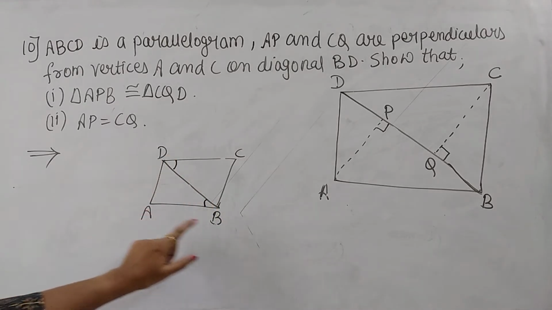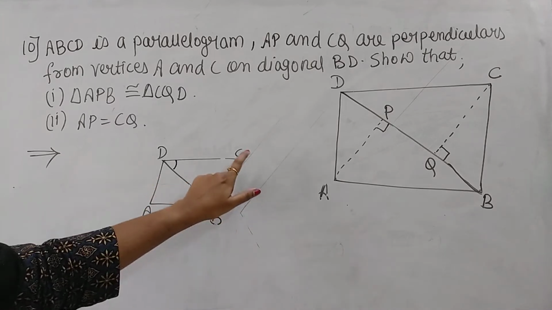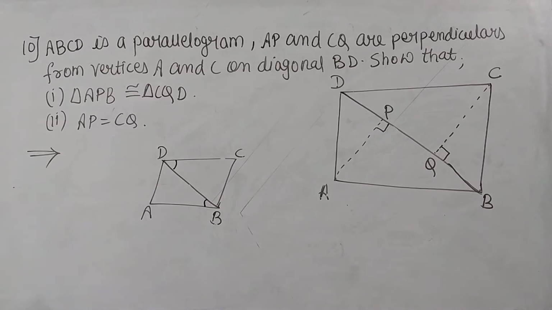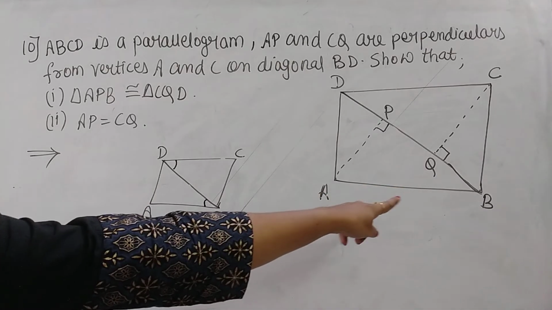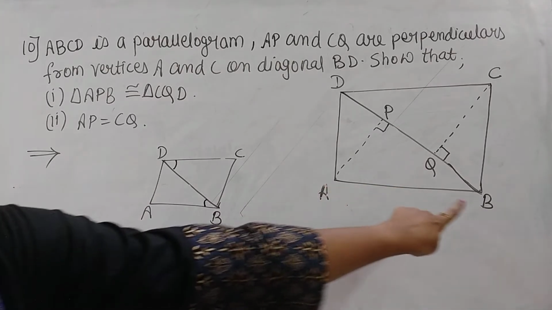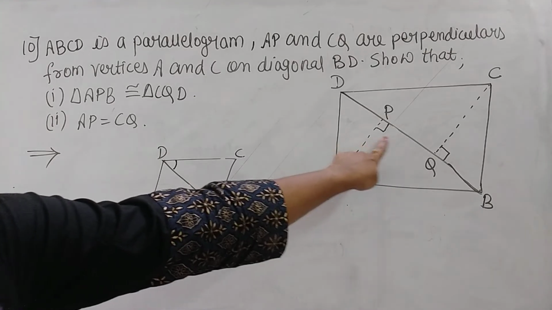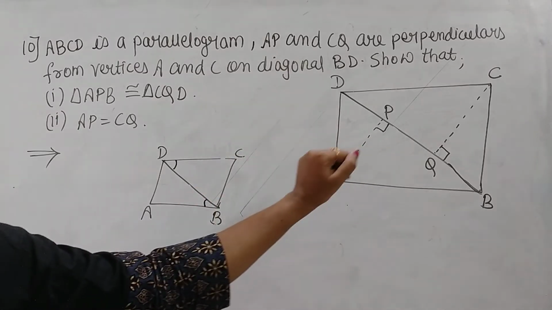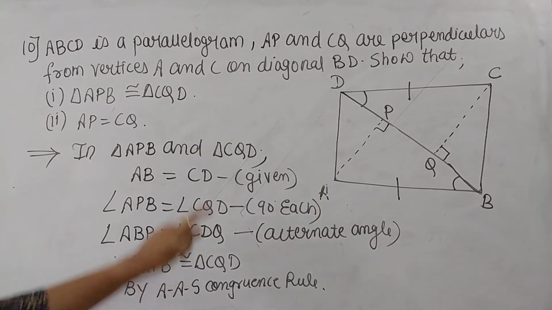That is your ABD is equal to CDB. These are your alternate angles. Same thing we are going to use in our figure. That is, we are going to take ABP and CDQ, and hence we can prove the congruency. So therefore, we have written the matter.